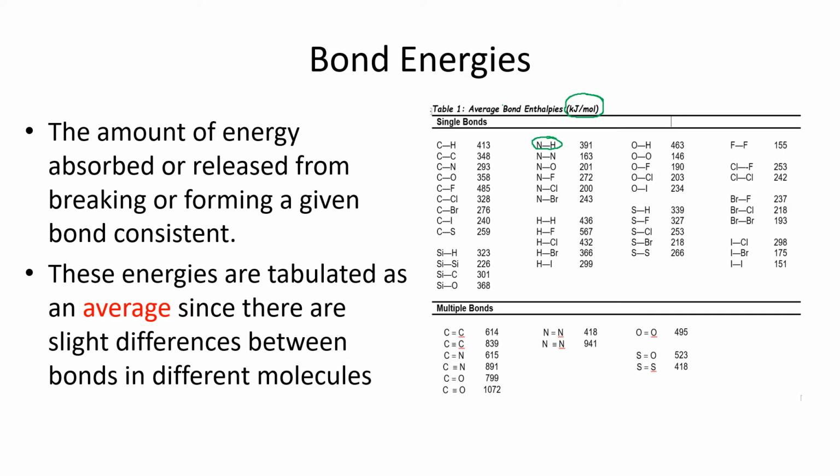Now you can see that they're all averages, and that's because different molecules will have slightly different bond energies due to the other atoms in the molecule that might change the nature of the bond. So while this will give you an enthalpy value for any reaction, it might not be quite as accurate as if you did it by calorimetry or Hess's law.